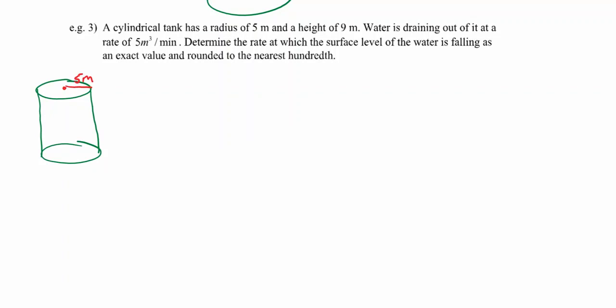Okay. What else do we know? We know the height of this cylinder is 9. So that's the height of the cylinder. And now we want to figure out how fast the water is draining out of this thing, right? Inside this, it started at the top, and then as time goes by, the height from here to here is going to be decreasing. It's going to be losing water over time.